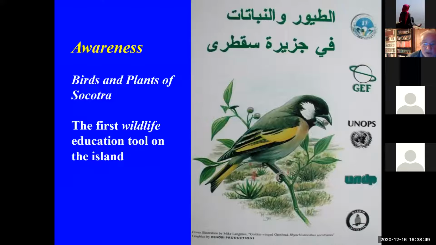In terms of awareness, one of the books that was produced together with the RBGE was the Birds and Plants of Socotra, and that was the first wildlife education tool really used on the island.